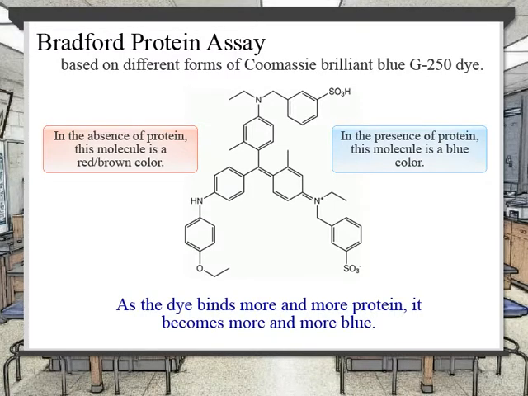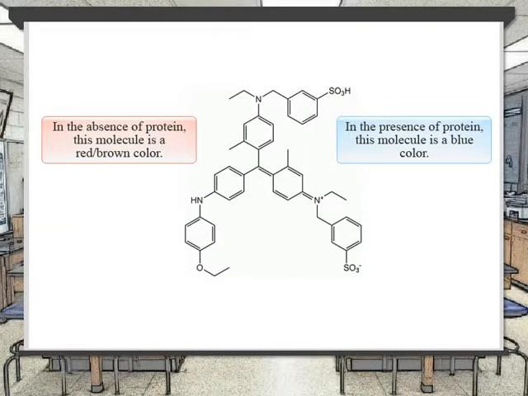So as the dye binds more and more protein, it becomes more and more blue. The shift in color of the Coomassie blue molecule in the presence of protein is visible to the naked eye.